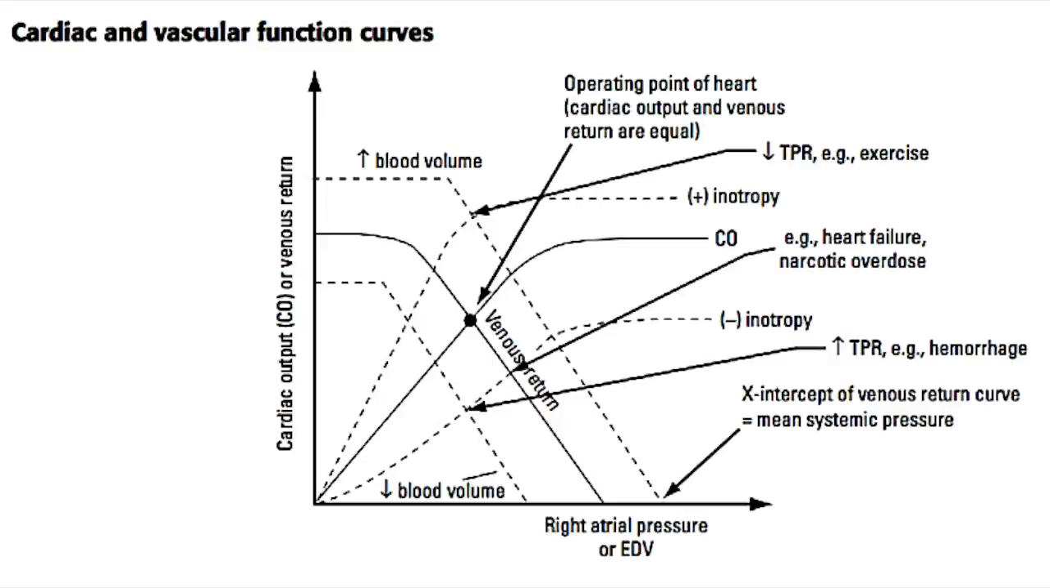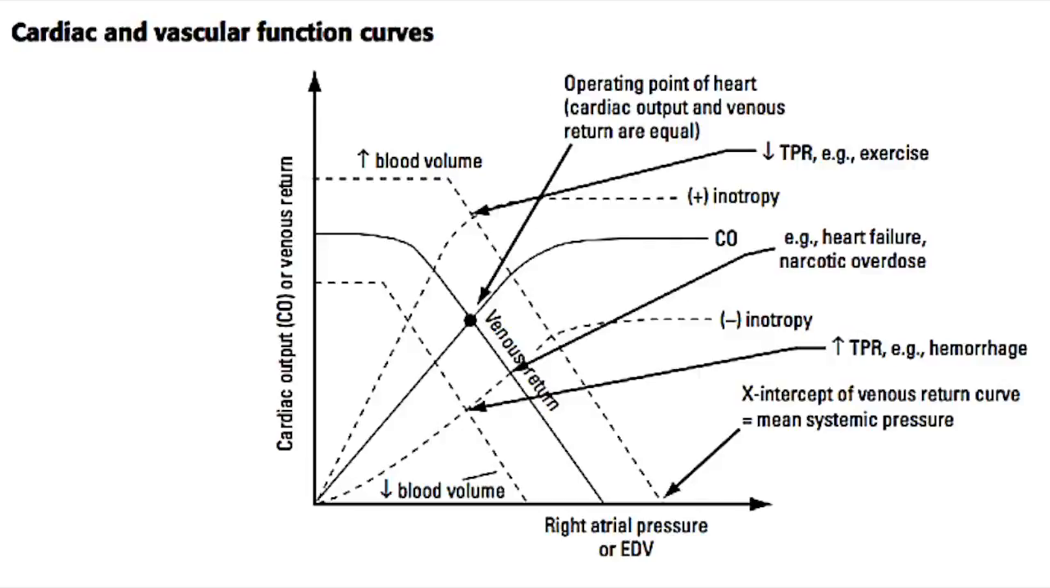These two curves, the vascular function curve and the venous return curve, are affected by different things. And this is why we need two different curves to dictate what the cardiac output will be in a person. For example, increasing inotropy shifts the cardiac output curve up and to the left, whereas decreasing inotropy shifts it down and to the right. Changing inotropy does not change the venous return curve. It's just the vascular function curve, or the cardiac output curve. Therefore, that curve is affected by inotropy either positively or negatively.